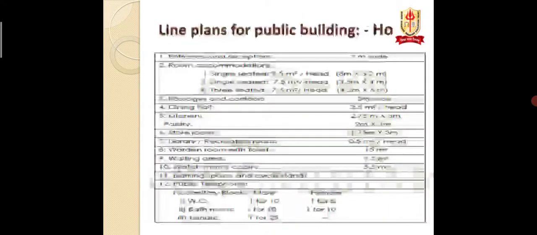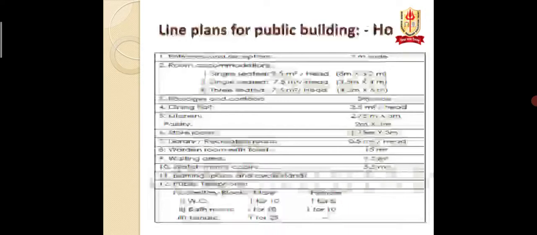Then the next one is hostel. In the hostel you can divide the rooms according to the beds, according to the head. If there is a single seater, then 9.5 meter square for one person. The room size should be 3 meter to 3.2 meter. If there is a two-seater, then 4.2 meter to 5 meter. Like this the area of the room keeps increasing.